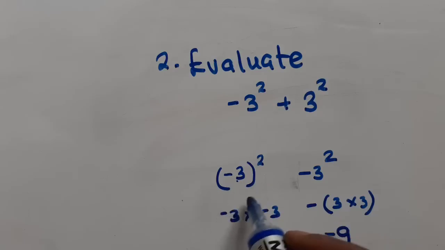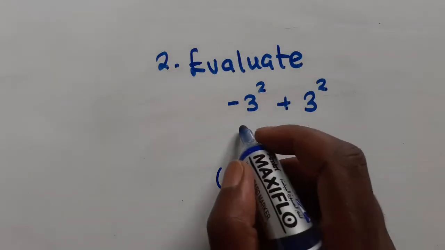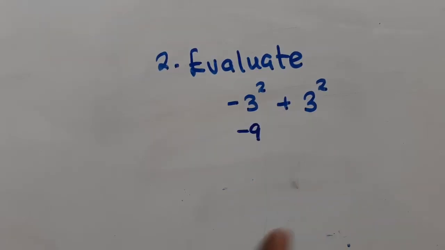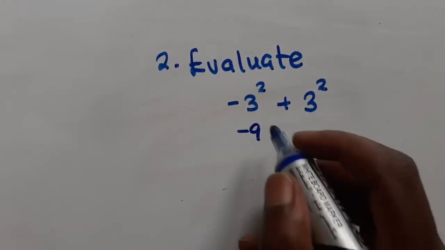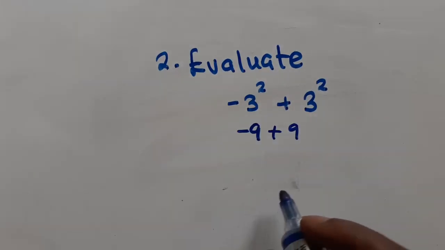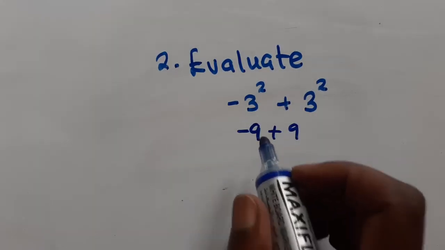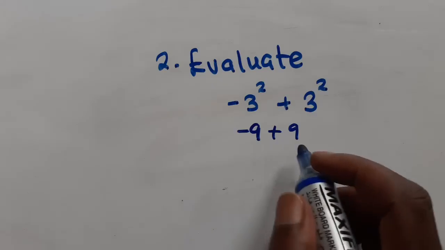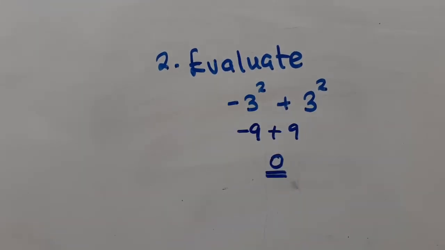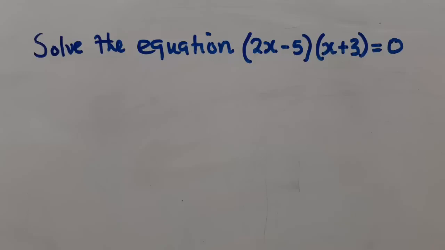So I wanted you to see the difference here. So here, we're going to have negative 9. Alright? We're going to get negative 9 minus this side, this is going to give us 9. So these are opposites here. These are opposites. So what are we going to get? We're going to get 0 as our answer. Let's go to question 3.